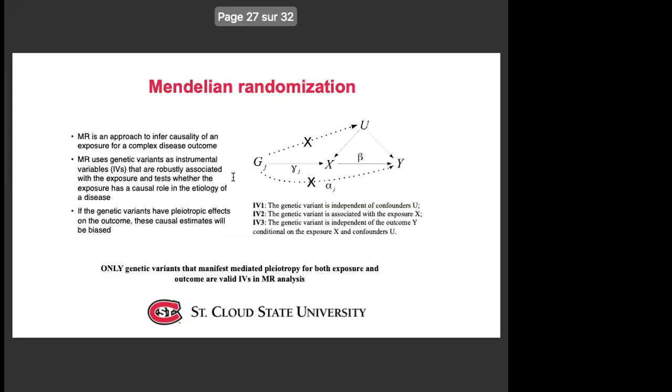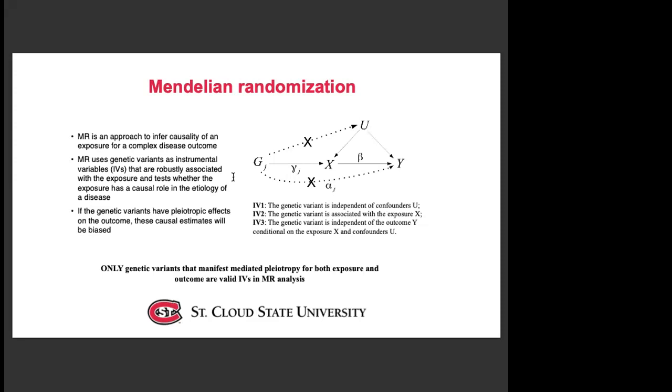Okay. So how can we differentiate those different types of pleiotropy? We use a method called Mendelian randomization. This is an approach to infer causality of an exposure for a complex disease outcome. It is a very powerful method to detect causality, because if we are just looking at association, it's just association. You don't know the underlying mechanism. It could be A causes B, B causes A, or it could be confounding variables. But this method allows us to detect the causality.